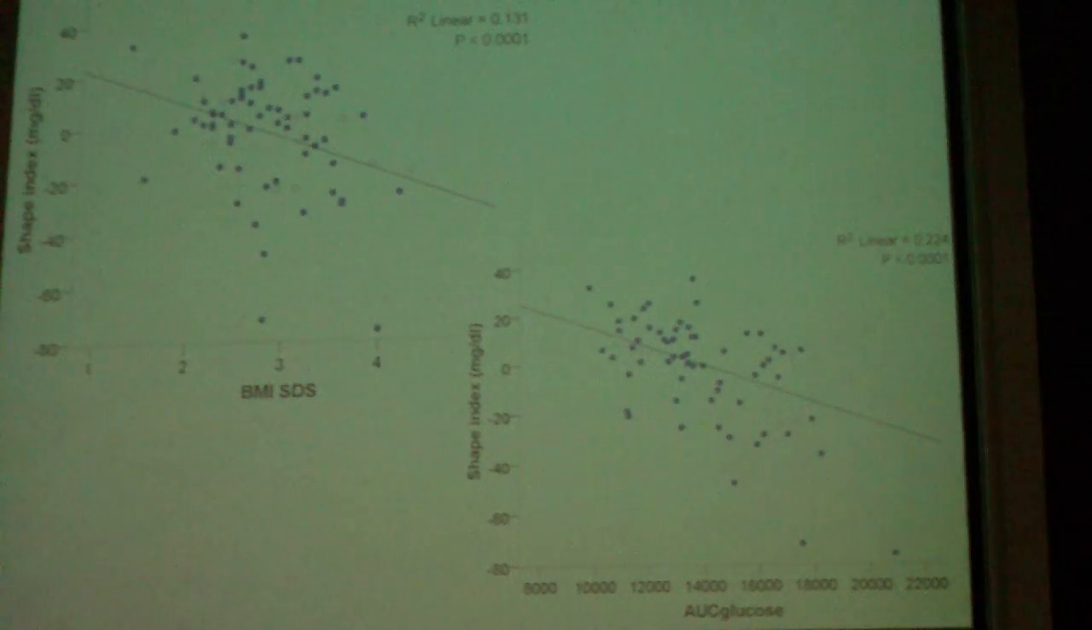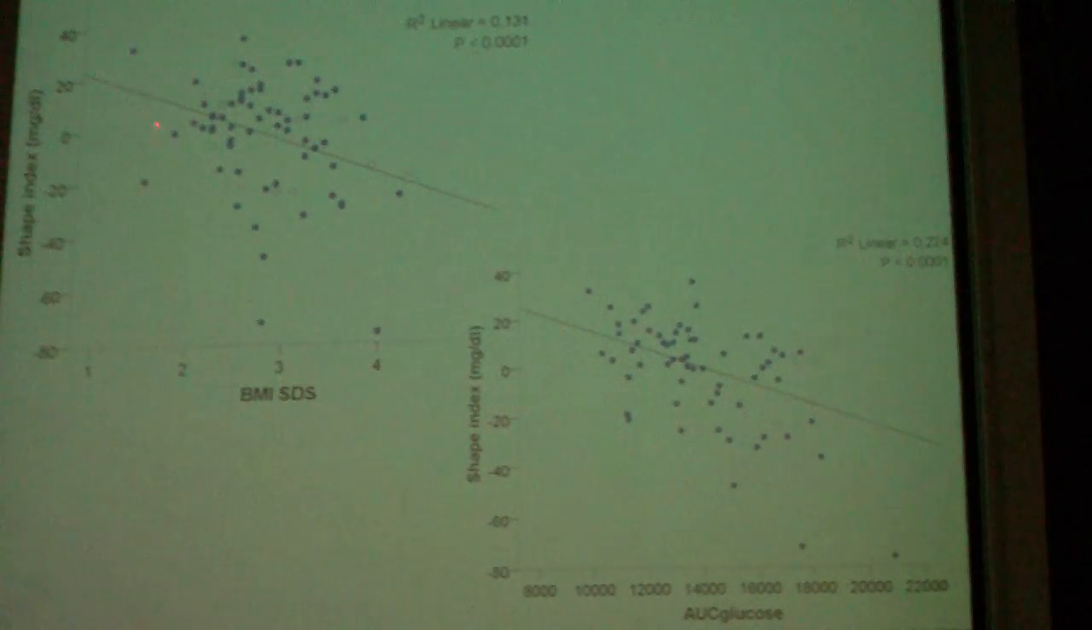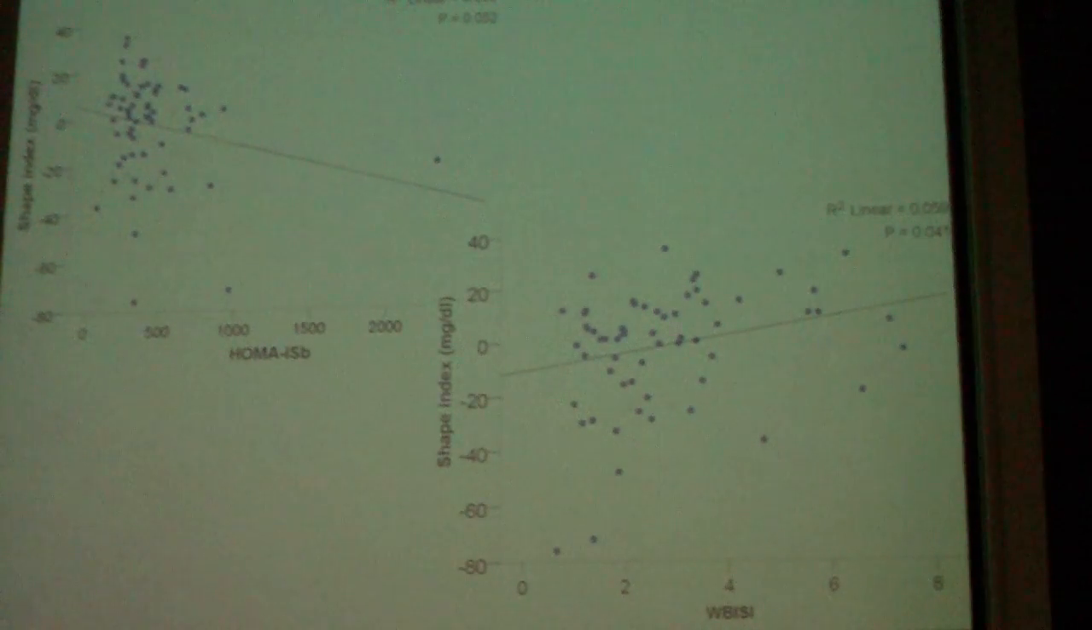Eventually we also did a correlation analysis with the calculated shape index and a couple of parameters, and indeed we saw that the lower the shape index, the higher the BMI. So the more monophasic, the higher the BMI. Also, the higher the area under the curve for glucose. So it was like a confirmation of our tests. And we also saw that the shape index was negatively correlated with the insulin sensitivity of the beta cell, meaning that monophasic had a higher insulin sensitivity or a better beta cell function, and whole body insulin sensitivity was positively correlated with the shape index, meaning that the more biphasic and triphasic, the better the insulin sensitivity was.